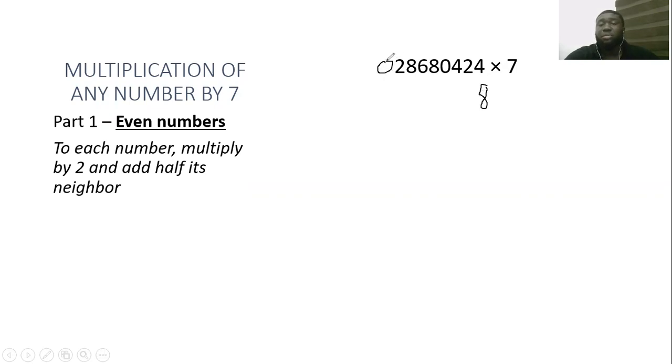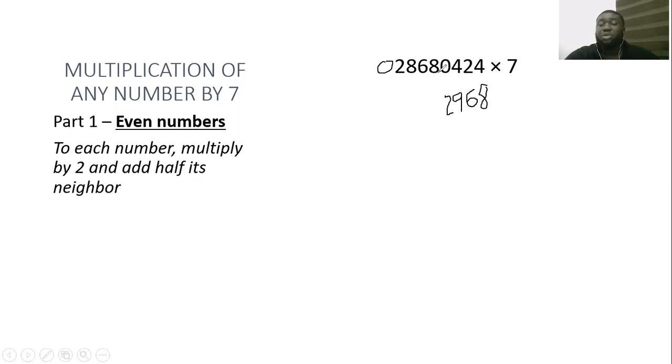All right. So the next number we have here is 2. We multiply 2 by 2, which is 4. Then we add 4 plus 2, because 2 is half of 4. So 4 plus 2 will give us 6. We go to the next number. 4 multiplied by 2 is 8. 8 plus 1, we have 9. 0 multiplied by 2 is 0. 0 plus 2, we have 2.